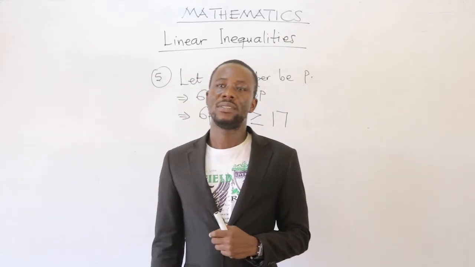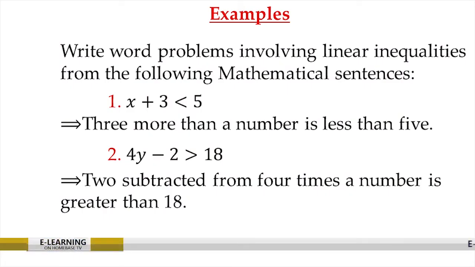So let's look at some examples. The instruction is: write word problems involving linear inequalities from the following mathematical sentences. The first one, we have x plus 3 less than 5. And the word problem for that, I wrote, 3 more than a number is less than 5. You can choose to write a number plus 3 is less than 5. It's still correct. Or the sum of a number and 3 is less than 5. It's still correct.